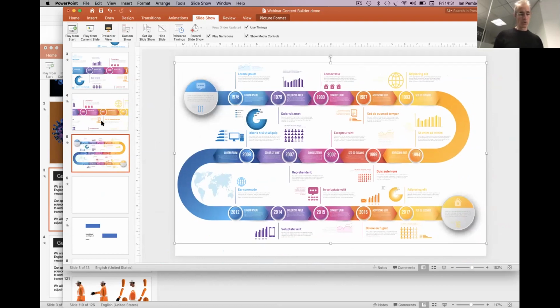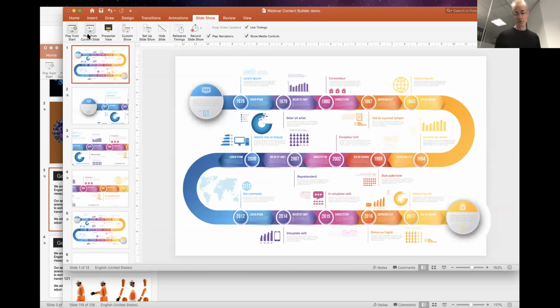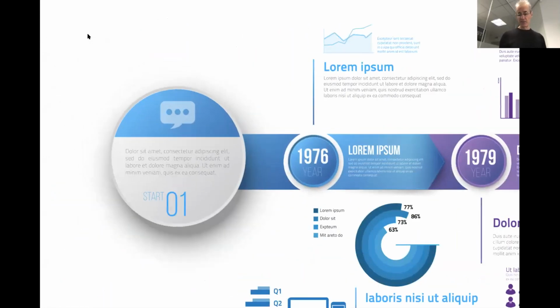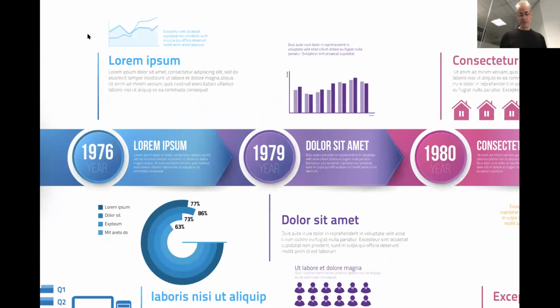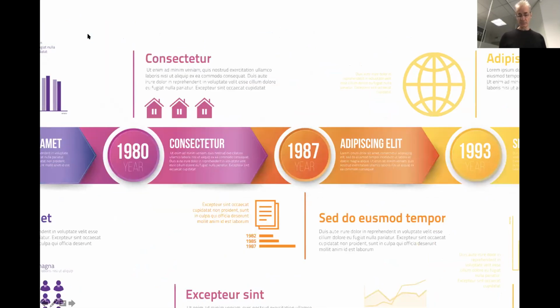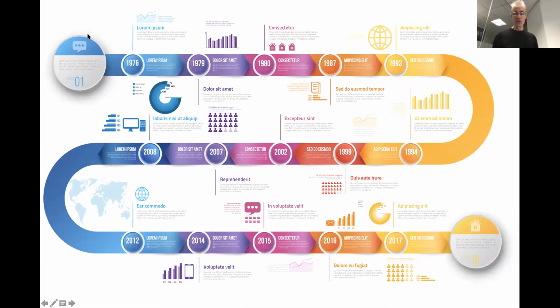Right, once more. So that's taken what, 30 seconds. Play from current, first slide, into 1976, blah, blah, blah. We talk about that. Then we go to 1979, 1980, and then come back out. Really, really simple, really, really powerful.